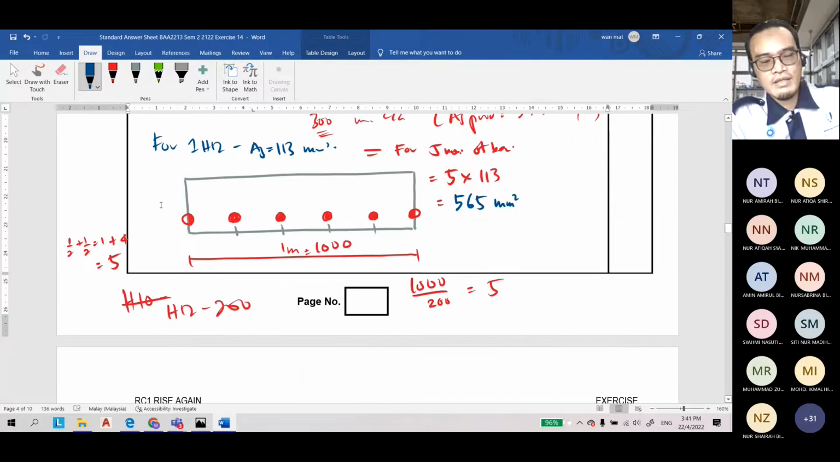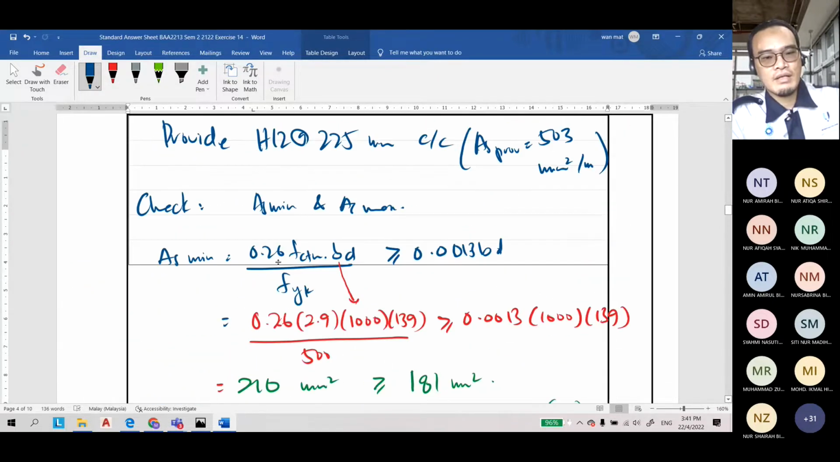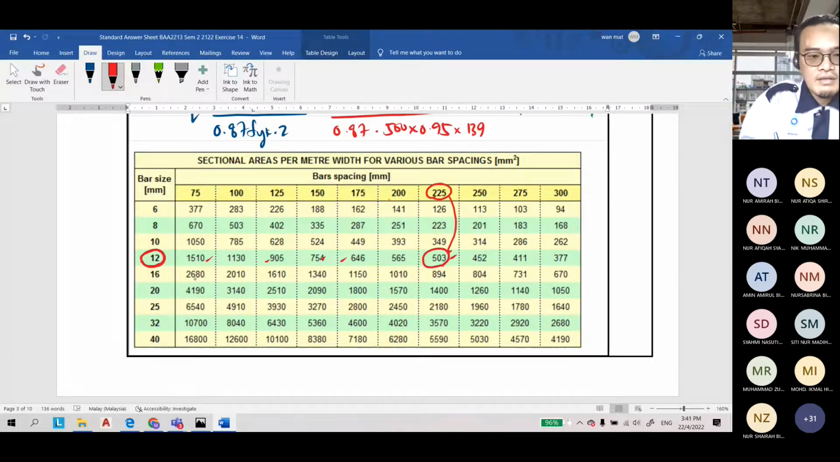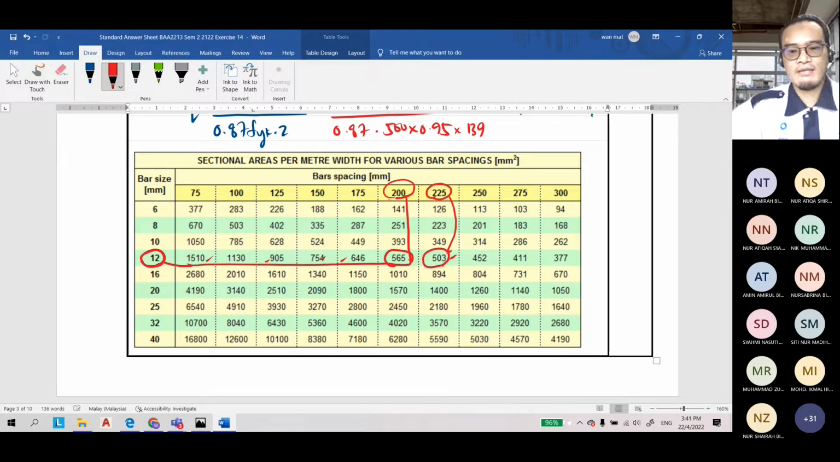Of course, in the exam, you don't have to draw this one, it's wasting your time. This is just additional knowledge on how to derive the table. Then you refer to the table. This is the table: H12 at 200 mm, so here and here 565. Exact value, so you can calculate.